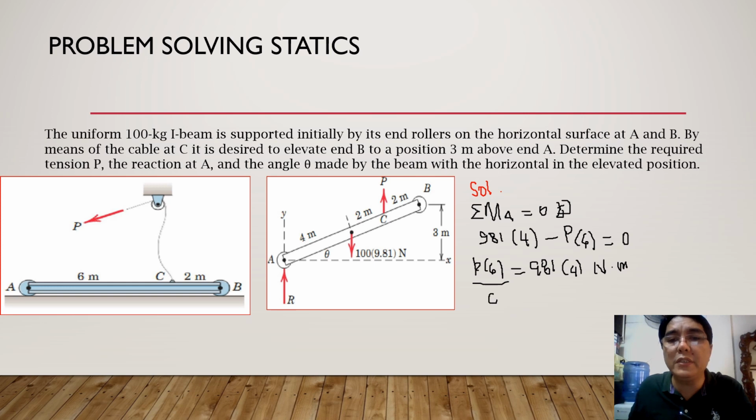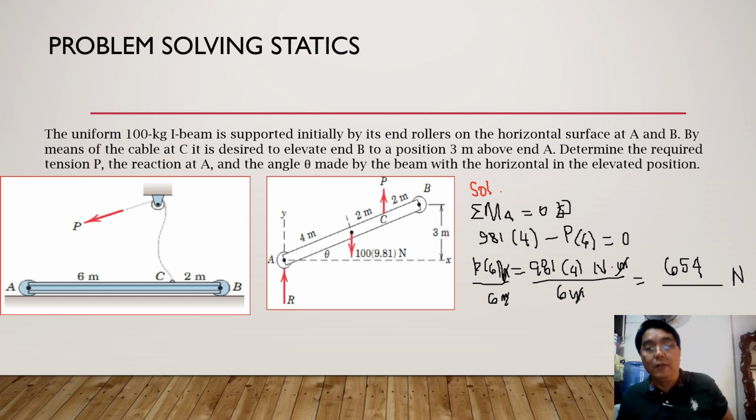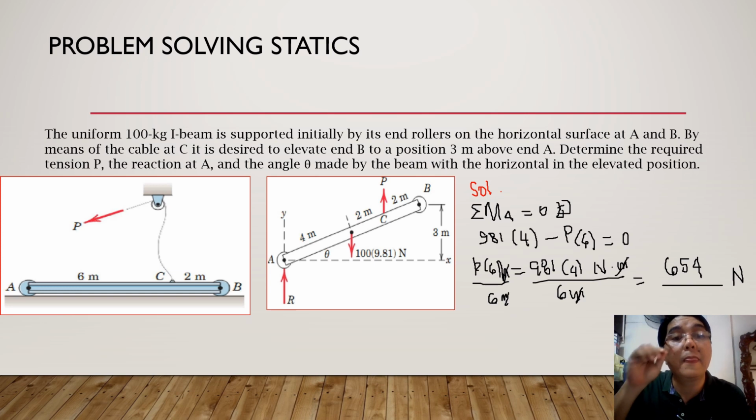O we divide both sides of the equation by 6 meters. Meter din to. So, makakancel man yan, ano? Cancel yung meter. Divide by 6 meters dito sa kabila. So, we can cancel meters and the result will be in newtons. That will be in newtons. So, let us try to divide 981 times 4 divided by 6. 654. So we have 654 newtons. So there you have it. That is your answer for P.